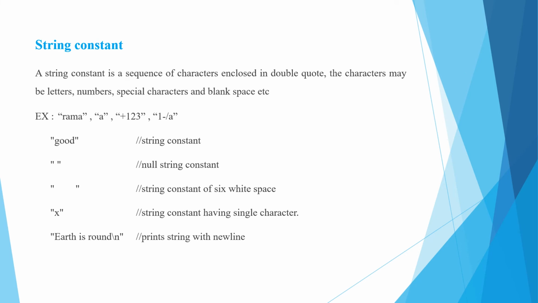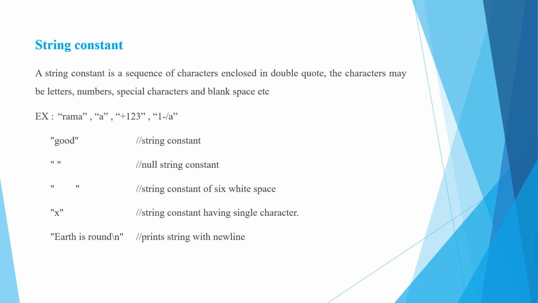Then we move on to the next slide, the string constant. So what is a string? A string constant is a sequence of characters enclosed within double quotes. The characters may be letters, numbers, special characters, or blank spaces. Basically, a string is a sequence of characters enclosed within double quotation marks.